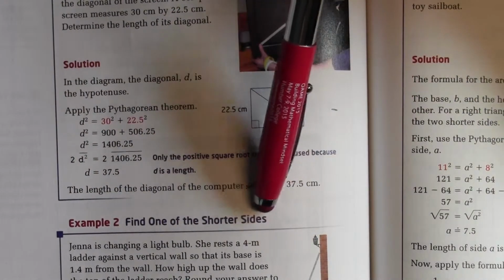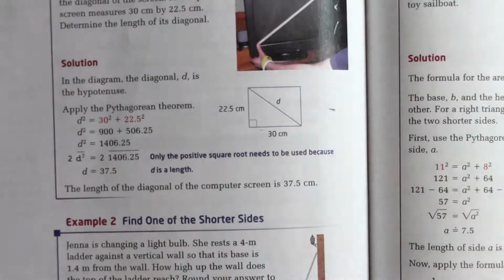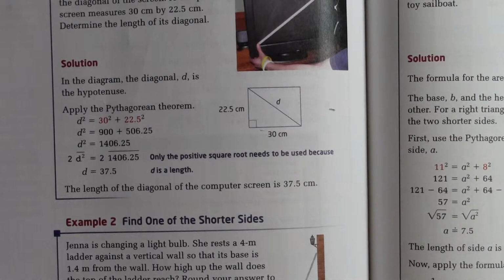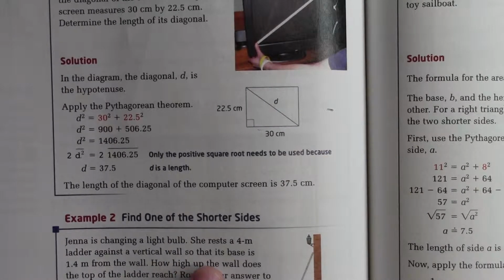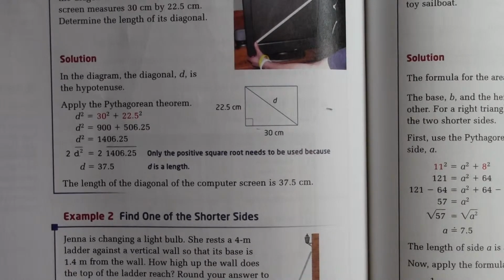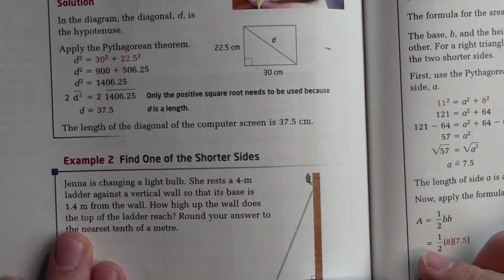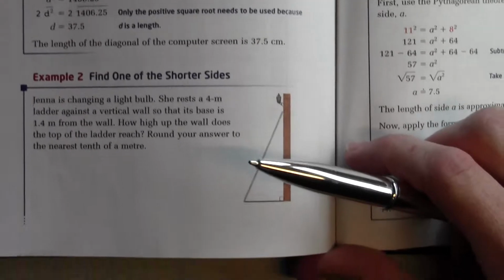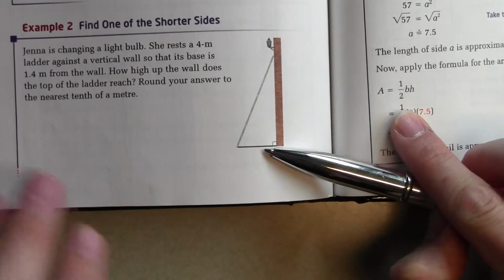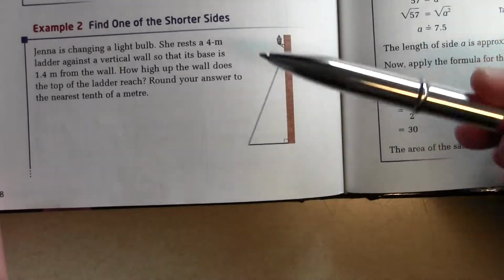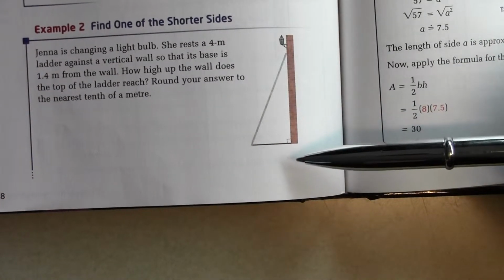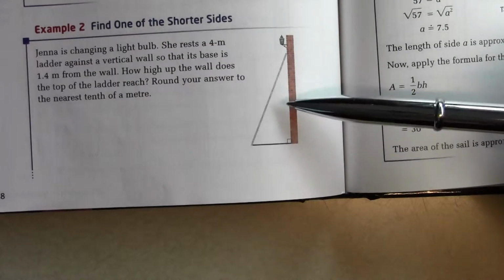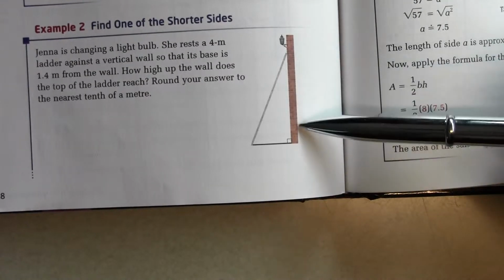Example 2, we're going to find the shorter side. So in this case, we have an example of what looks like a ladder leaning against a wall. It says a 4-meter ladder against the wall so that its base is 1.4 meters from the wall. So this dimension here then would be 1.4. The ladder itself would be 4, and the unknown dimension is the height that the ladder is leaned up against the wall. So from here down to here.